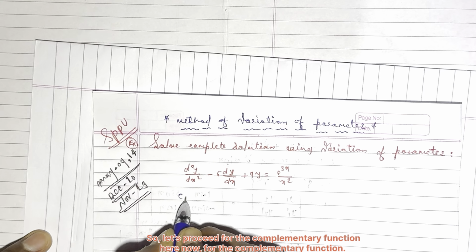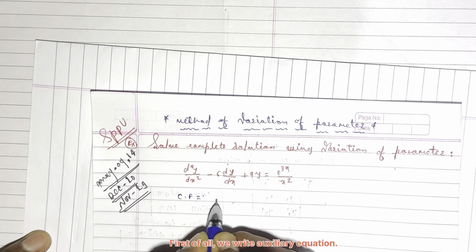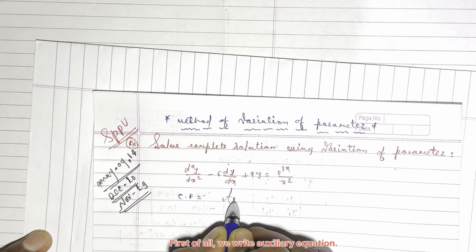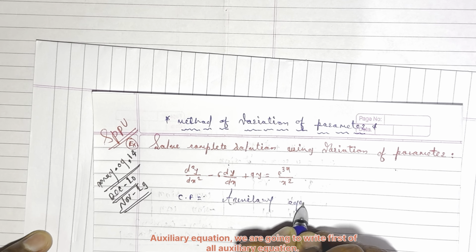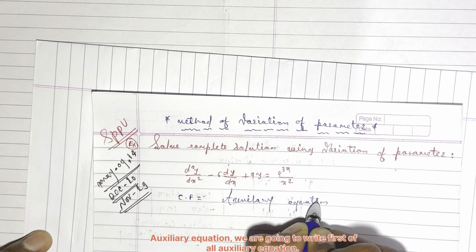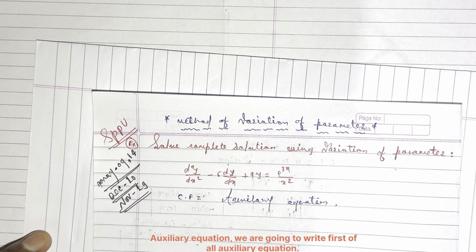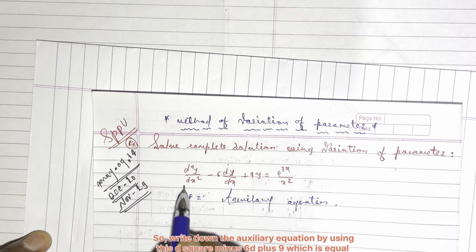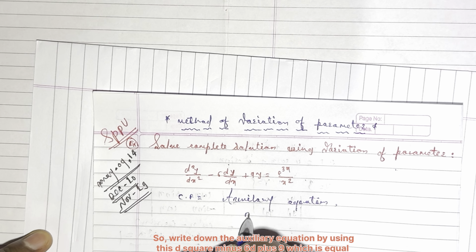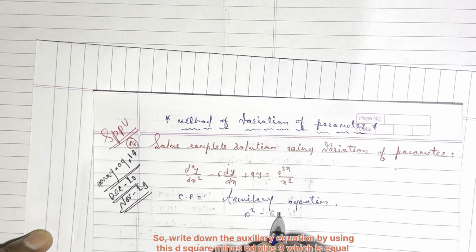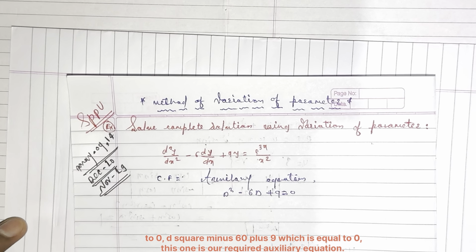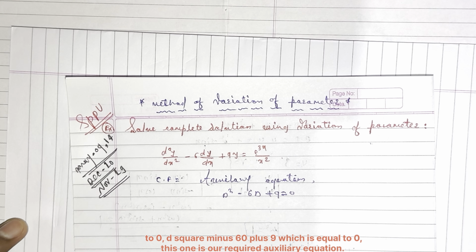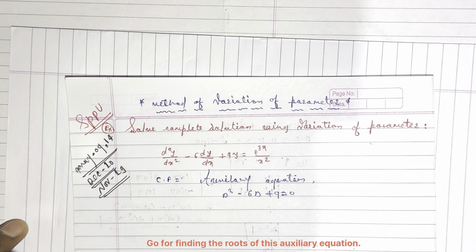For the complementary function, first of all we write the auxiliary equation. Write down the auxiliary equation using D square minus 6D plus 9 equal to 0. This one is our required auxiliary equation. Let's go for finding the roots of this auxiliary equation.